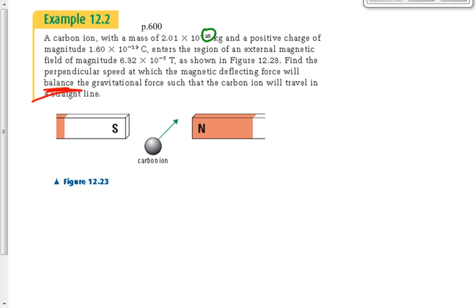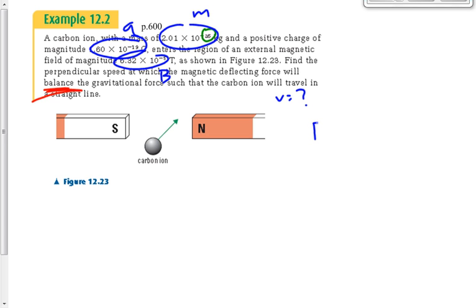That's a big word, balance. What does that tell us when a force balances another force? There's no net force, and therefore, if we have two forces, they have to be equal to each other, equal in magnitude at least. We've got a mass here, we've got a charge, we've got a magnetic field. What are we trying to find here? The speed.